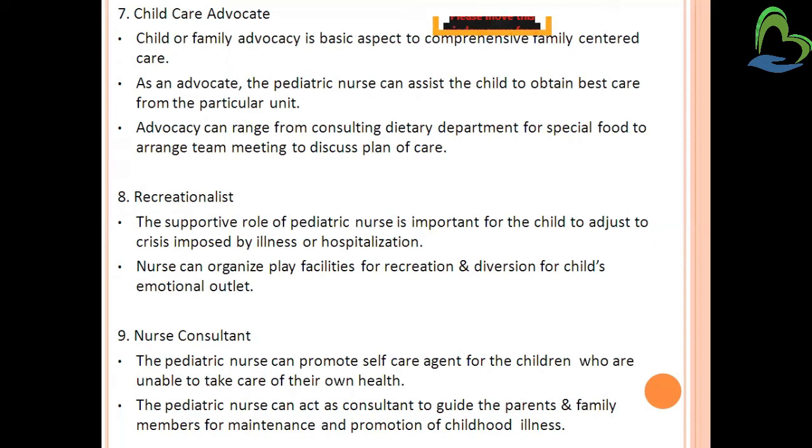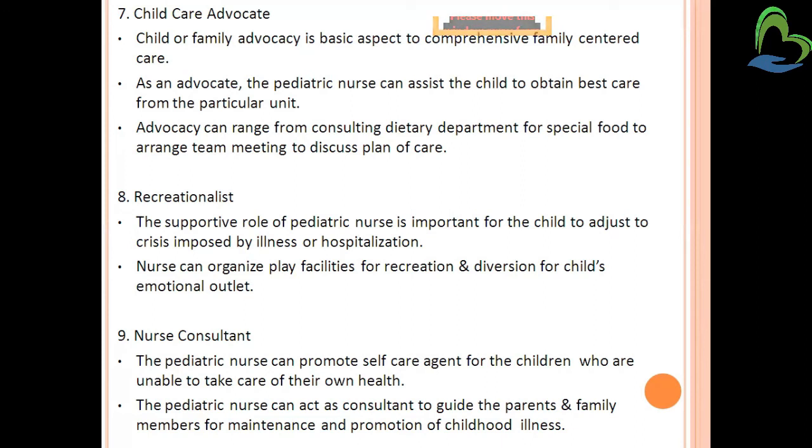See, in advocacy, it can range from consulting the dietary department, meaning if specific conditions are diagnosed like hypertension. So in hypertension, we are giving salt restricted diet. So we have to consult the dietary department so that he gets the food as per his condition. Then arrange team meeting to discuss plan of care. If the condition is very severe or chronic, then nurse can also arrange team meetings so that all healthcare team members can plan his care.